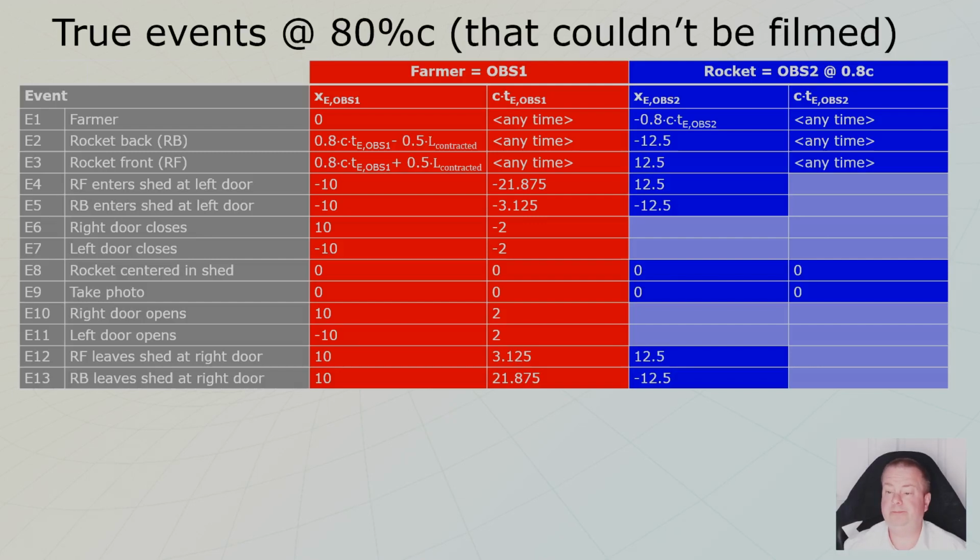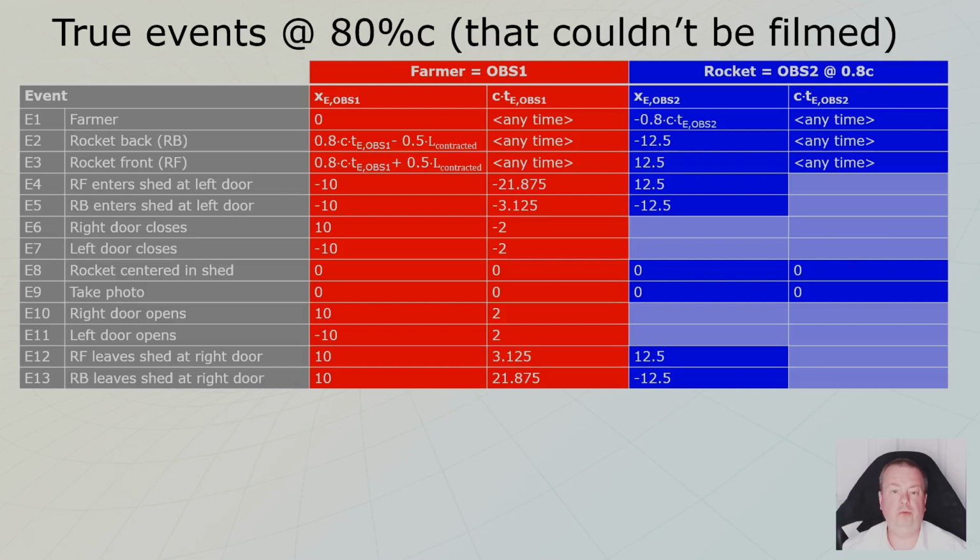The center, event number 8: the rocket and the shed are centered, their frames of reference aligned. That's 0, 0. We take the picture at that same moment, 0, 0. And then some symmetry is going on. The doors now open. Which doors? Well, the ones at 10 and -10 meters.